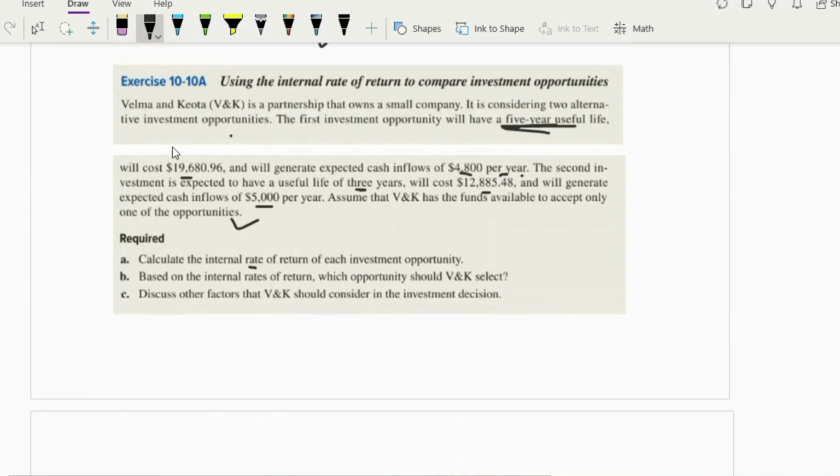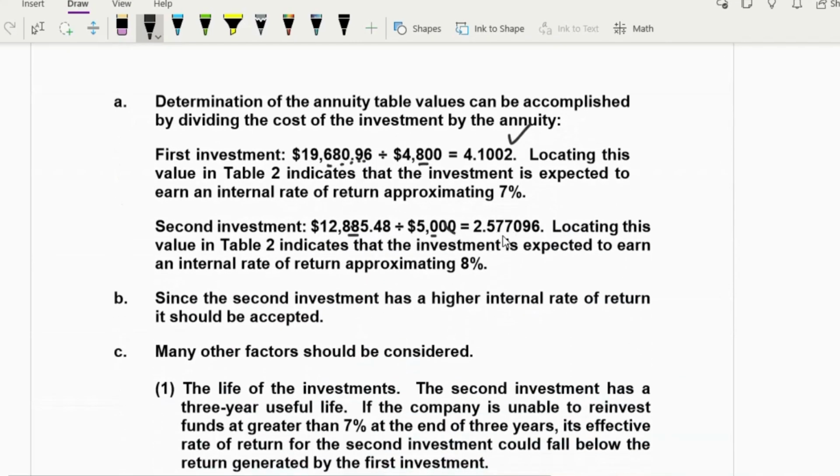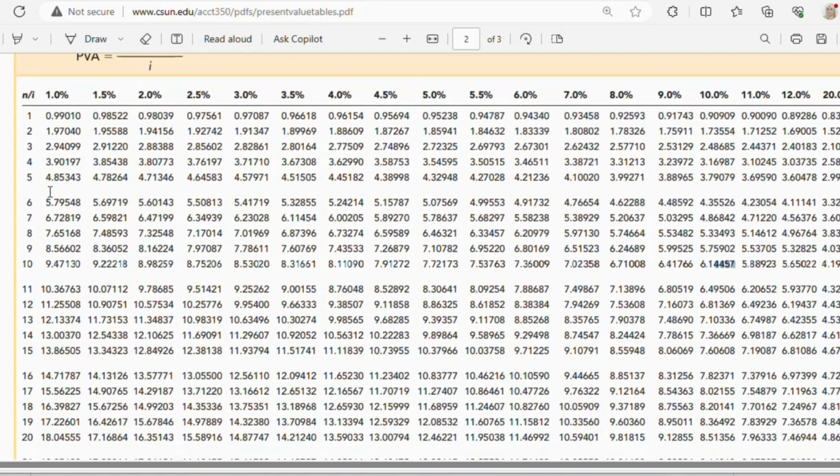For how many years? 3 years. Okay, so let's find out the factor first, that is 2.577, and let's go to the table, and for 3 years we'll find out 2.577. This is 3 years and 2.577. Where is it? This one, 2.577. So its IRR is 8%.